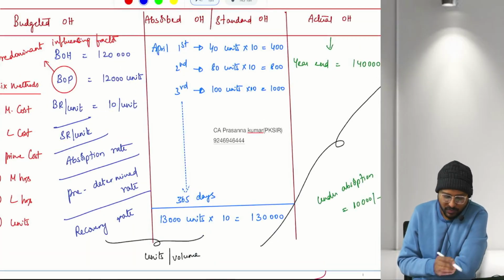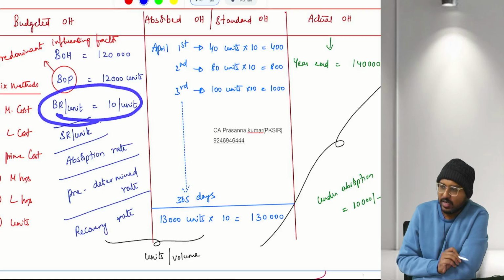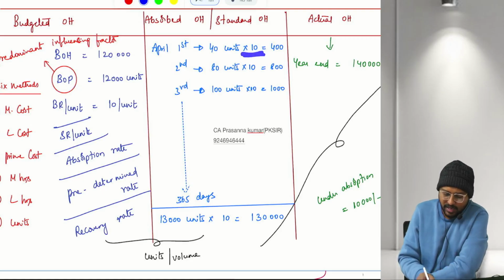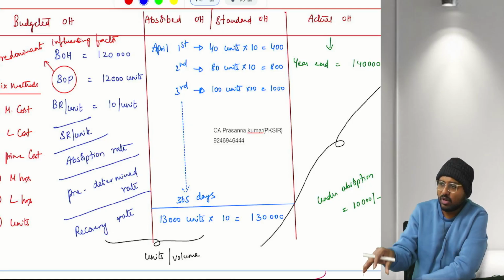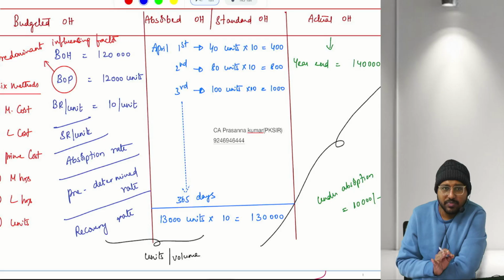So what I'll do, already I've calculated the budgeted rate. I'll take that budgeted rate. I will see how many units are actually getting manufactured and multiply. Say for example, on April 1st, I've manufactured 40 units. For each unit, how much should I absorb? 10 rupees. So for 40 units, I'll be absorbing 400. Now, when I say absorbing 400, what does it mean? It means you have debited 400 in the costing P&L account. That is the logic. Got it?